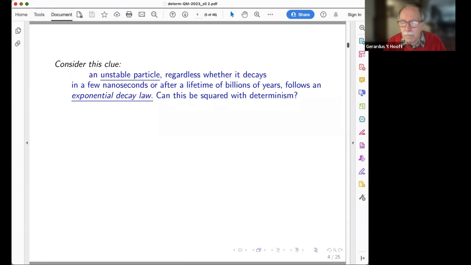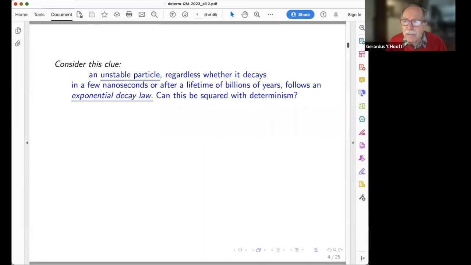So there is an interesting clue as to where to search for a better description of quantum mechanics in terms of deterministic laws. And that is by considering an unstable particle. In particle physics, but also in nuclear physics, there are many particles or states of particles or states of atoms which are unstable. After a certain amount of time, the atom decays by emitting a particle, or a particle can decay by splitting into several other more stable particles. We call those unstable particles.